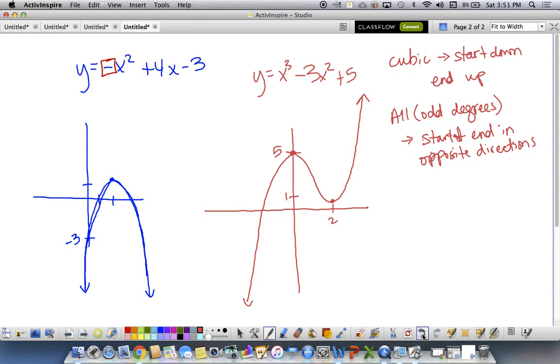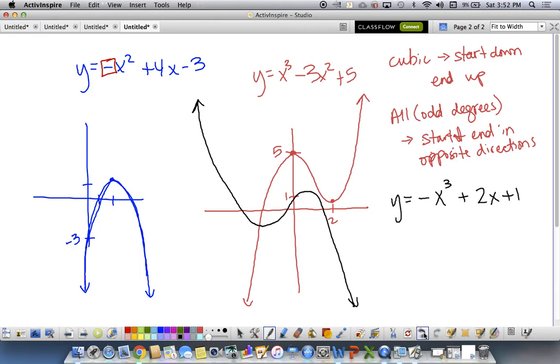If it was a negative x cubed, what if I did y equals negative x cubed? Okay, it would start at the top, come down, it might have 2 turns, and it's going to end down. Now that's not exactly y equals negative x cubed. It's probably plus something else, okay? I know it's not this either. It's got some other stuff with it. I didn't do an exact graph.